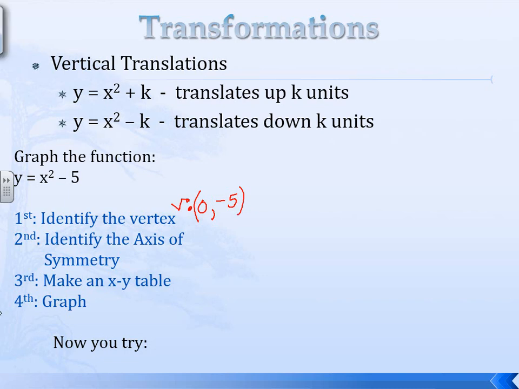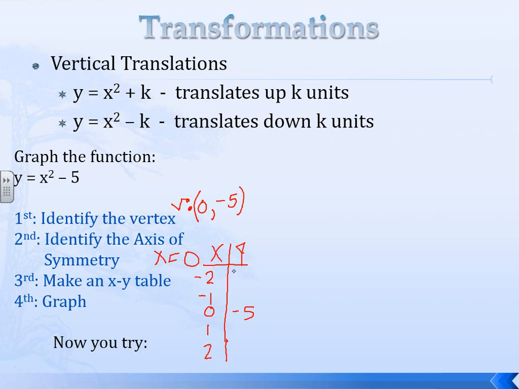Then next we're going to identify the axis of symmetry. The axis of symmetry here is going to be x equals 0. Next, we're going to make a table of values. So we do our table, and it's going to get centered around the vertex. So what we do is we put the vertex in the middle, 0, -5. Pick two numbers less than 0 and two numbers greater than 0. This will give us a good idea for the table to graph.